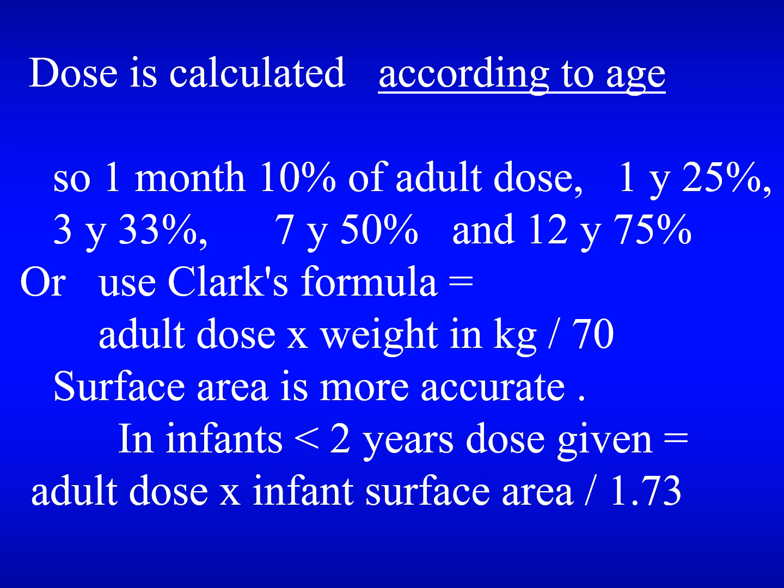Surface area is the most accurate. In infants less than 2 years, dose is calculated according to this equation: adult dose multiplied by infant surface area divided by 1.73.